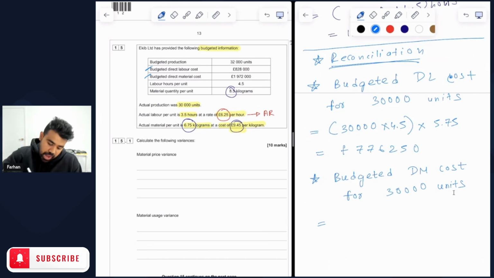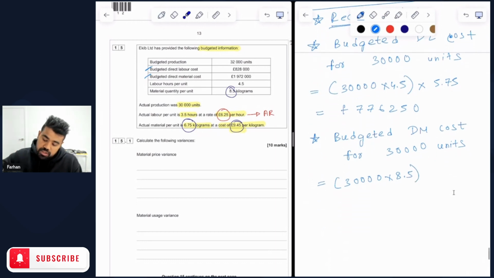That would be 8.5 kilograms per unit, which would have been our budget, multiplied with 30,000 units that we're actually producing. So that would have been our original budget. So 30,000 times 8.5 gives me the total budget in terms of kilograms that we would have set aside for producing 30,000 units. But we are interested in finding the cost.